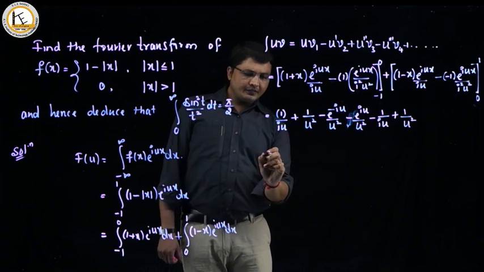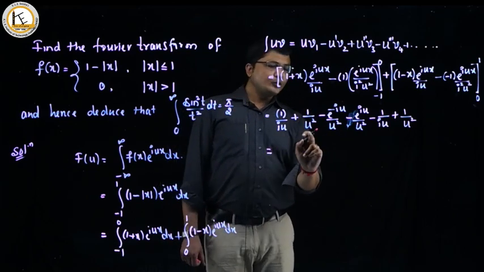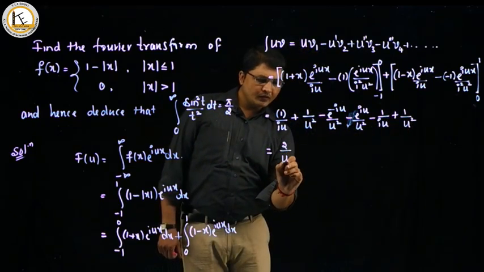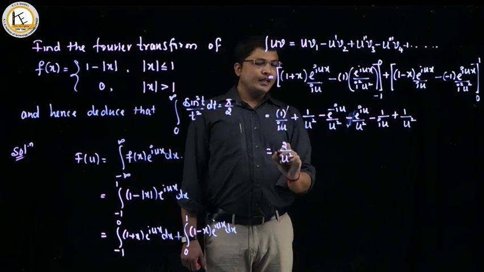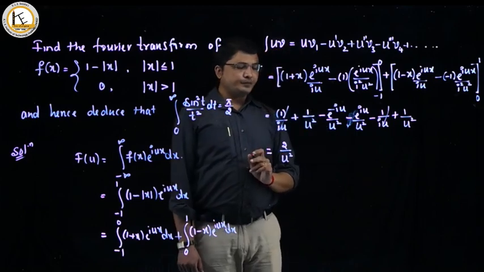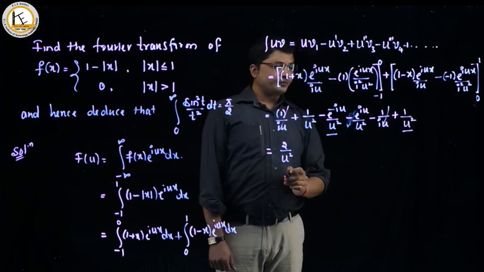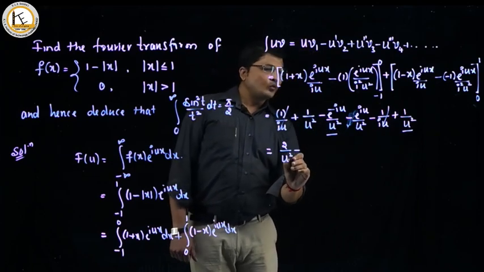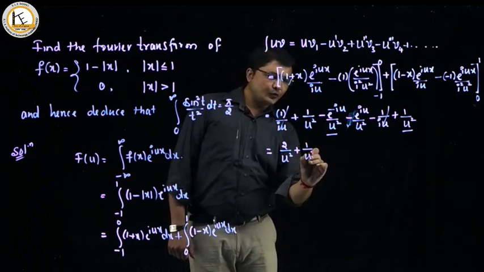Now simplifying further, here 1 by u square plus 1 by u square will be 2 by u square, and this 1 by iu minus 1 by iu get cancelled, and this third term and this last term common is obviously 1 by u square, that is plus 1 by u square.